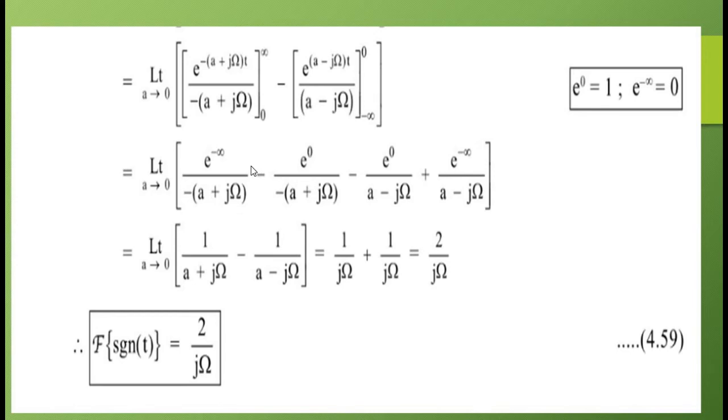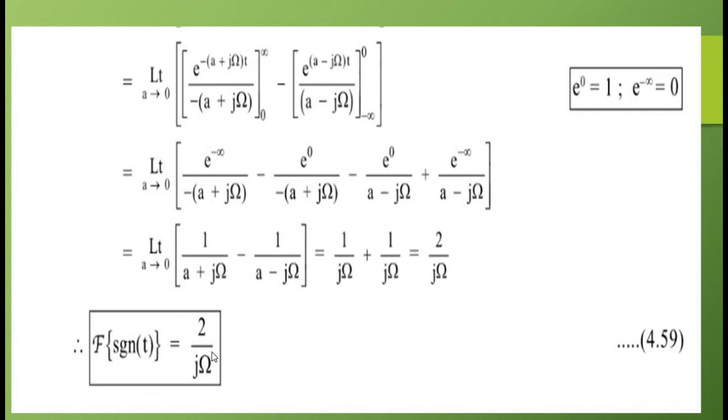Now look at all these and see which becomes 0. E power minus infinity has value 0, so this term becomes 0. E power 0, so the numerator value will be 1. E power 0, again the numerator value will be 1. E power minus infinity becomes 0. So only the second and the third term will remain; the first and the last term become 0. In the second term, you have a minus here and a minus here, so minus and minus become plus. So going back, 1 by a plus j omega minus 1 by a minus j omega. With a tends to 0, by the definition of the signum function, you get 1 by j omega plus 1 by j omega. So the value will be 2 by j omega. So the Fourier transform of a signum function is 2 by j omega.